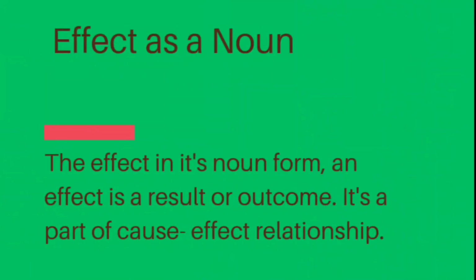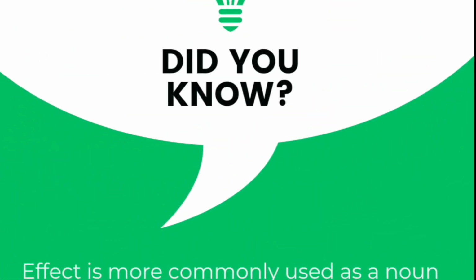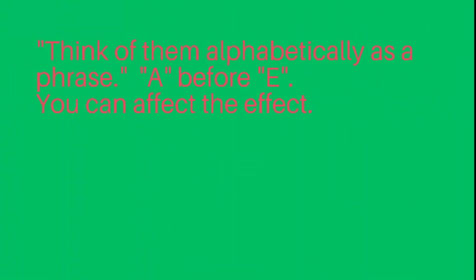Effect as a noun. In its noun form, an effect is a result or outcome. We can say that effect as a noun means a result or outcome. It's a part of the cause and effect relationship. Did you know that affect is more commonly used as a verb than a noun, and effect is more commonly used as a noun than a verb?